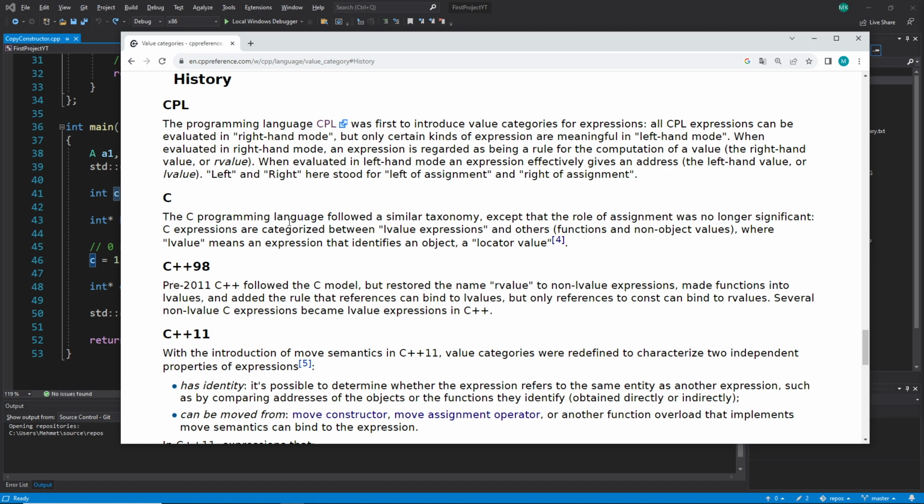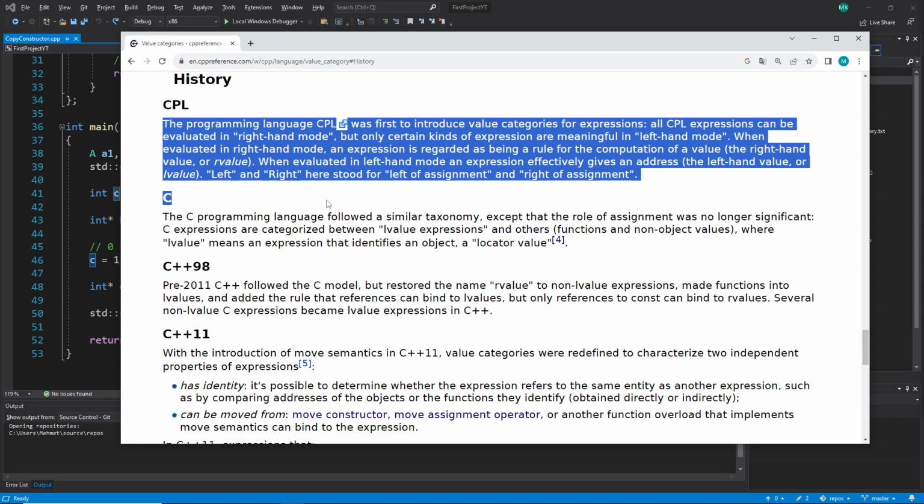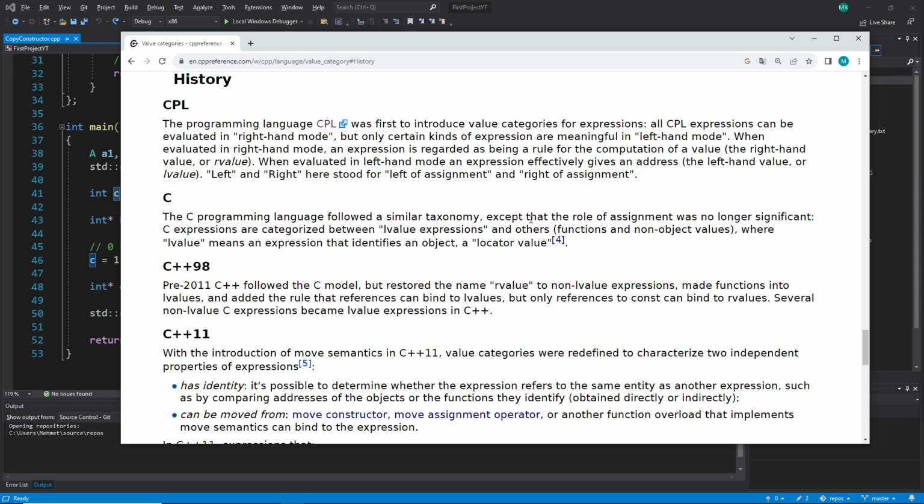It says here the C programming language follows a similar taxonomy, which means they just take many things from CPL, except that the role of assignment was no longer significant. In CPL they all the time used left of assignment and right of assignment and called it just left and right. Now they don't use this here in C anymore, or let's say they changed it. Let's see how they changed this.